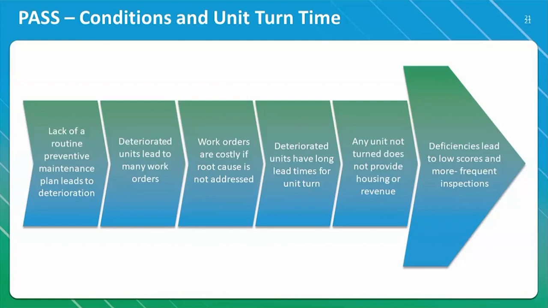Deteriorated units, this is all cause and effect and linkages, have a long lead time for unit turns because certain supplies may not be available because we have not paid attention, or the material in general for an aged property has aged out and your maintenance staff has to cobble it together from other pieces and build that particular piece that you may need.